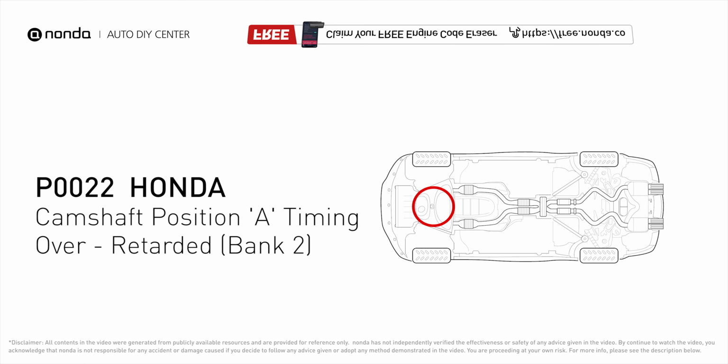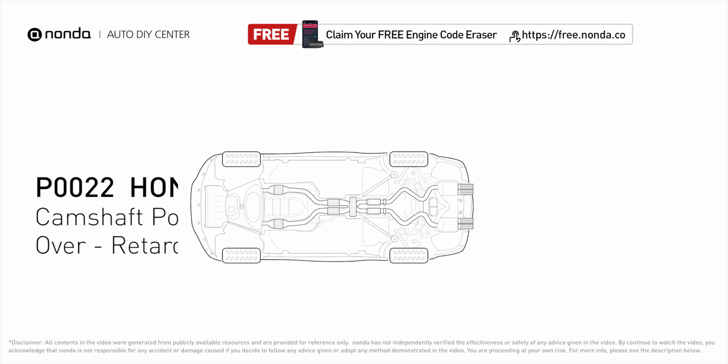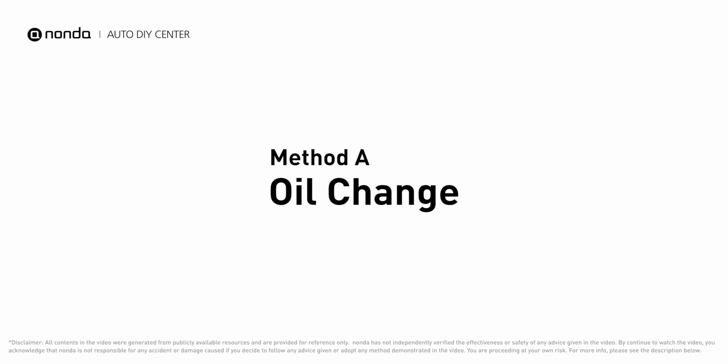It indicates the ECM has determined that the intake camshaft timing for bank 2 is more retarded than what the ECM has commanded it to be. Here are 2 of the most practical solutions to fix Honda's P0022 error code. Method A, oil change.